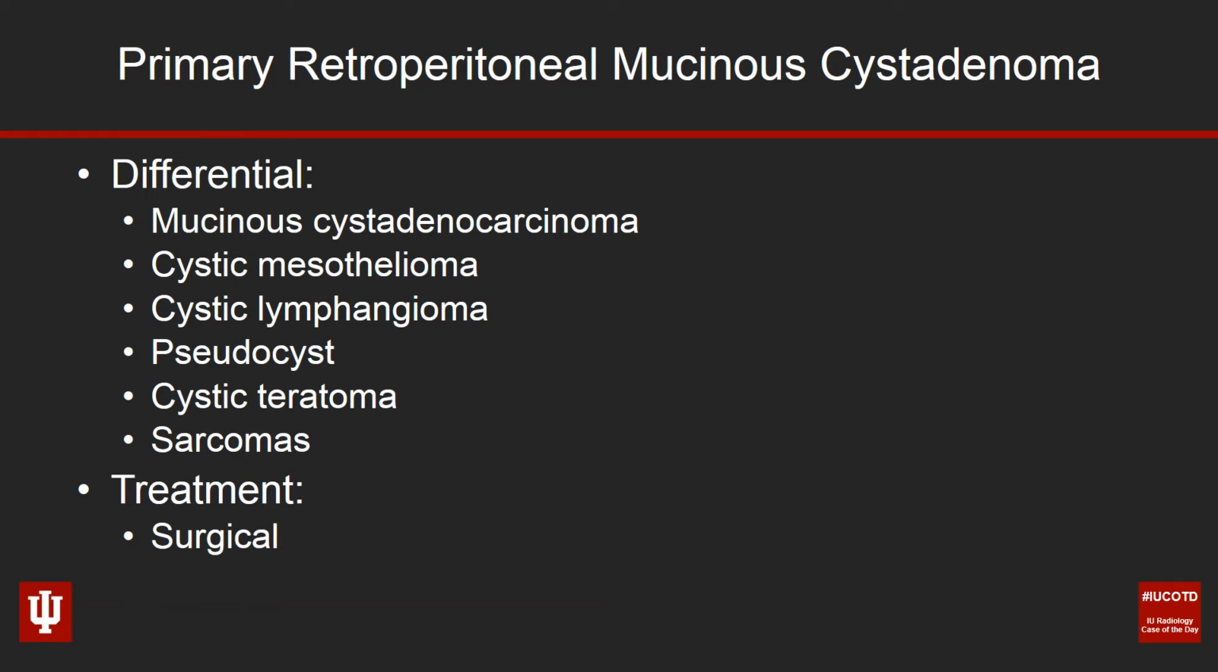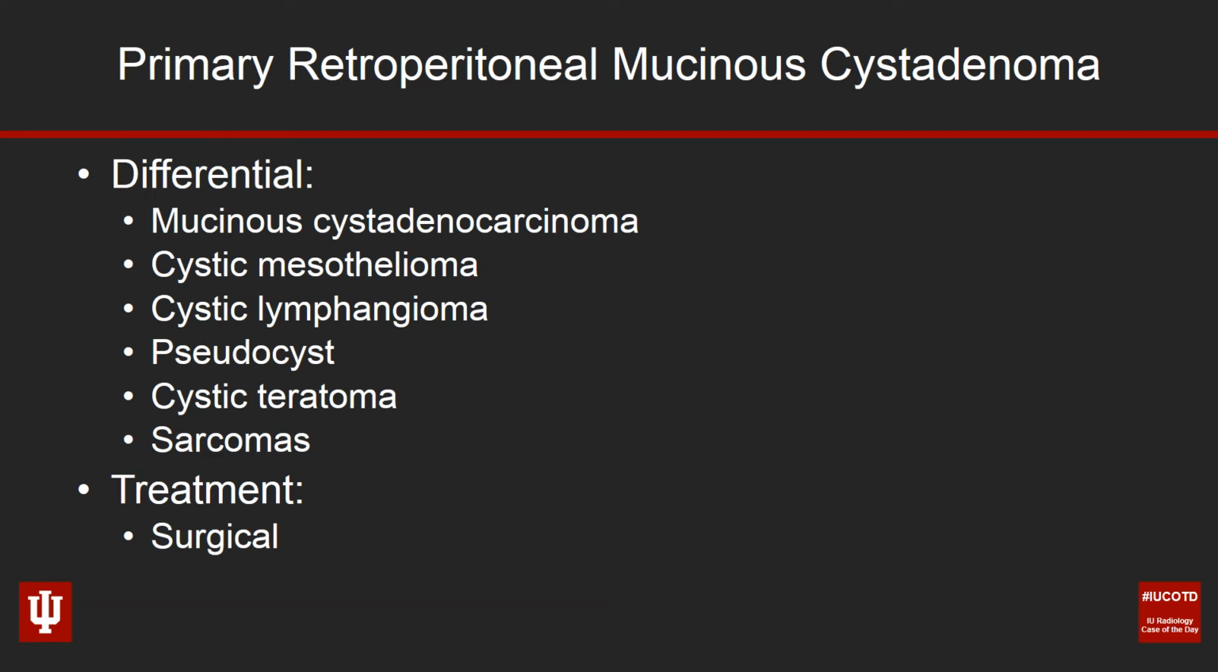Differentiation from a mucinous cystadenocarcinoma is difficult on imaging alone, and while the mucinous cystadenoma is unlikely to recur and behaves in a benign fashion, mucinous cystadenocarcinoma can recur or metastasize. Cystic mesothelioma occurs more frequently in women, is not related to a prior asbestos exposure, and while it does not metastasize, it can recur. Cystic lymphangiomas occur more frequently in men of any age. It's multiseptated, and it crosses more than one compartment of the retroperitoneum. Imaging does not reliably distinguish between these entities.